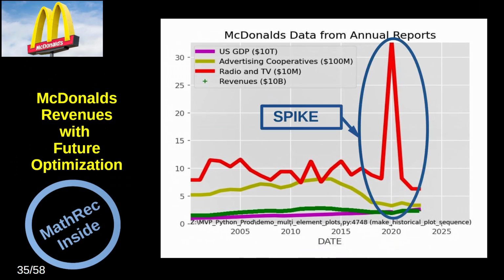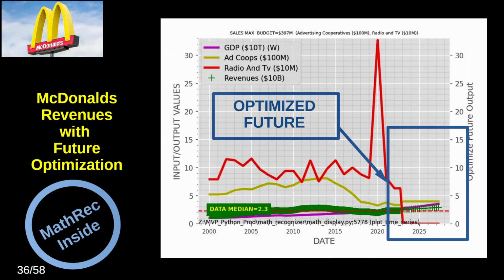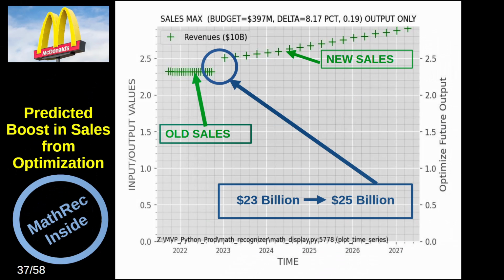There is a spike in radio and television spending in about 2020. By eye, there's little or no boost in sales. What does the AI think? The AI recommends putting the entire budget in ad cooperatives to increase sales. The AI predicts an increase in sales, 8%, $1.9 billion.